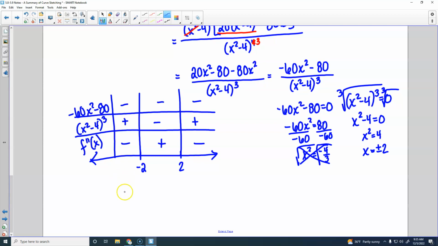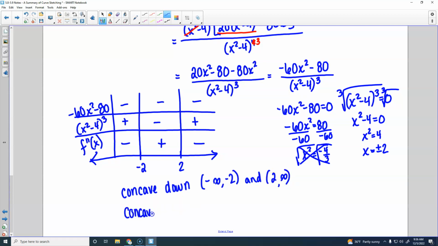So if we make our conclusions here, we should be concave down for negative infinity to negative 2 and 2 to infinity, and concave up for negative 2 to 2.